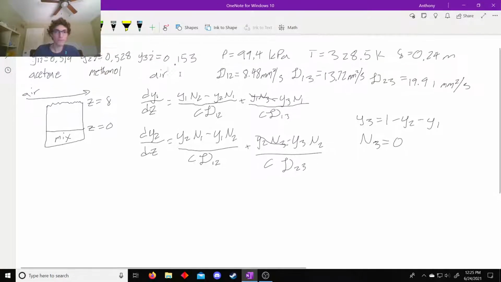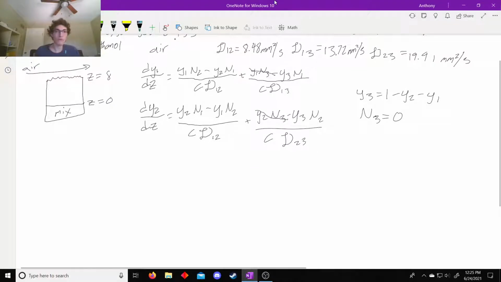Okay, so what we're left with here is two differential equations. And these are simultaneous differential equations. Since we have two equations here, we're solving for n1 and n2. We're going to have to solve these, and while we could do it by hand, we're actually going to use Python for this.